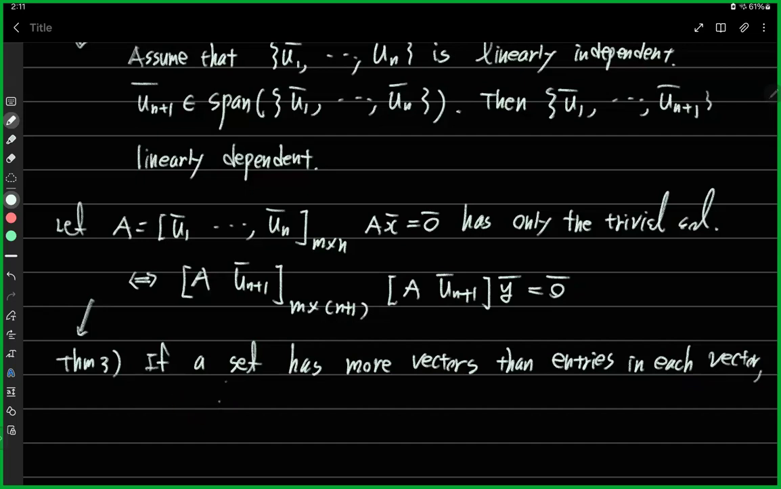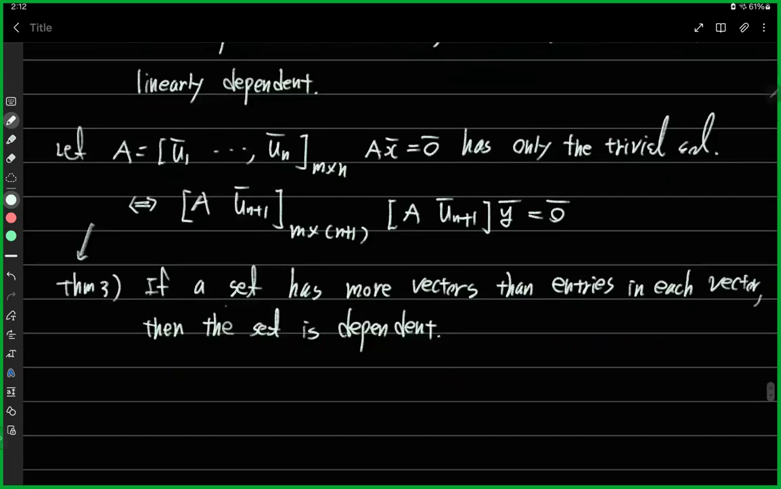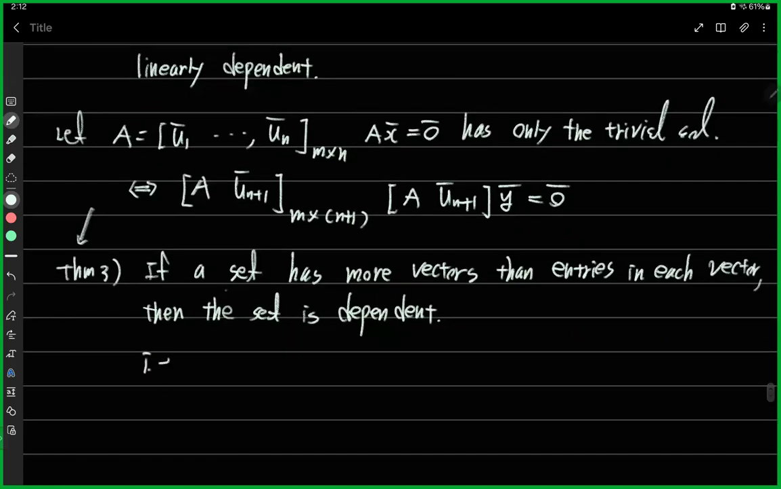Considering the vectors as column vectors of a matrix A, a set with more vectors than entries in each vector means that the number of columns is greater than the number of rows. Then what we got here is that the set is linearly dependent. Sorry, I just skipped writing linearly. The set is linearly dependent.